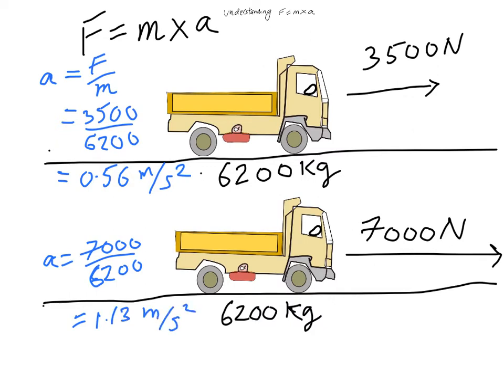Now notice that this is twice as much as this one, so the acceleration has doubled. And it's obvious again, if you double the force, which is 7,000, twice as much as 3,500, you double the acceleration. So from 0.56 to 1.13. And in the previous case, what you have seen is when you double the mass, the acceleration becomes halved.